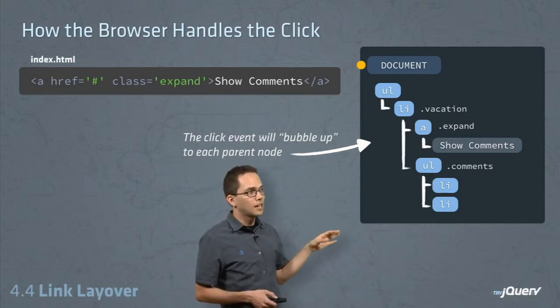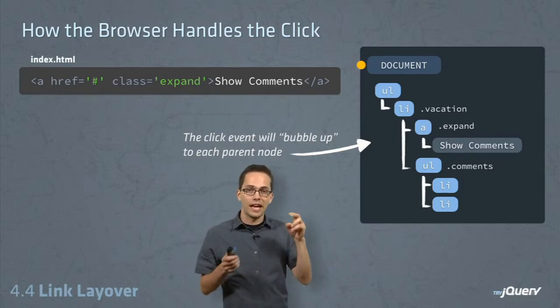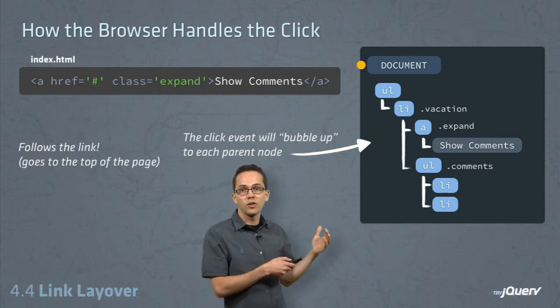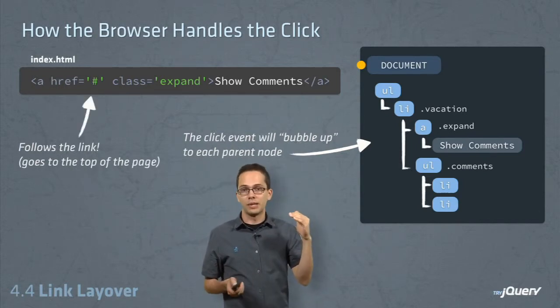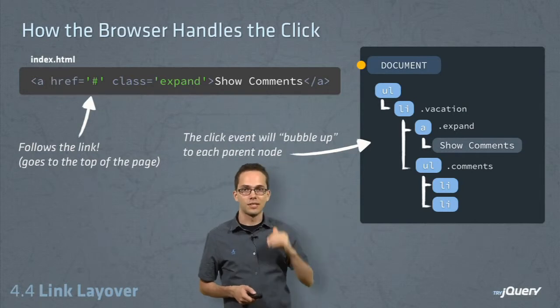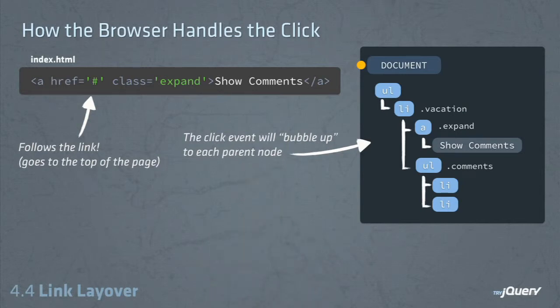Eventually it's going to get to the top, and then, well, because we have an href here with a hash, it's going to follow that link when it gets up to the browser, which is going to do the default behavior, which is pop it back up to the top of the page. So we need to figure out a way of preventing that default browser behavior.